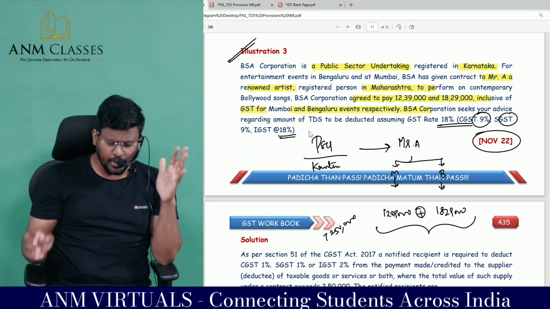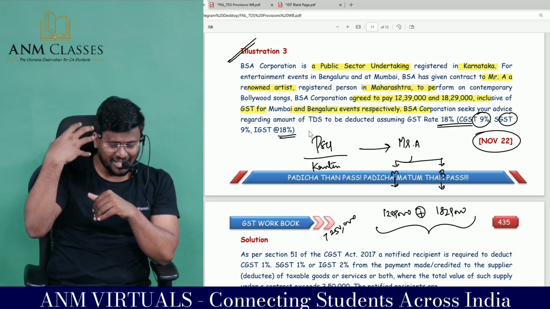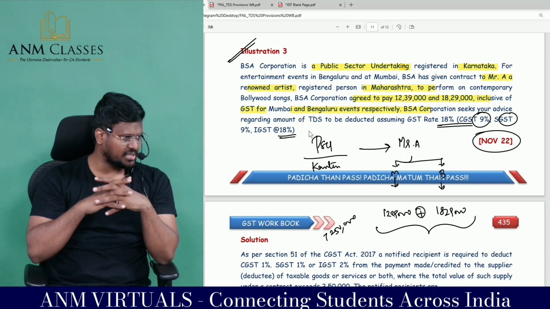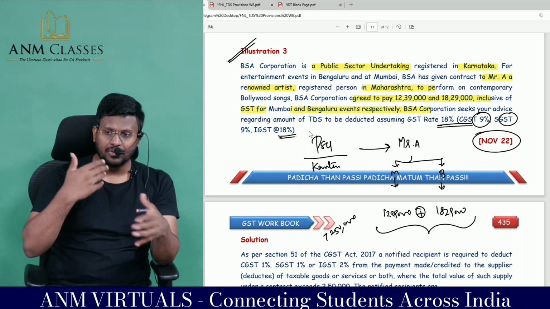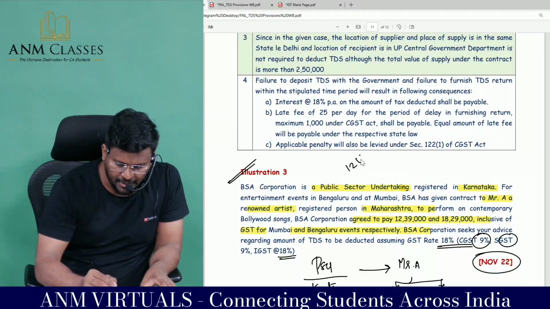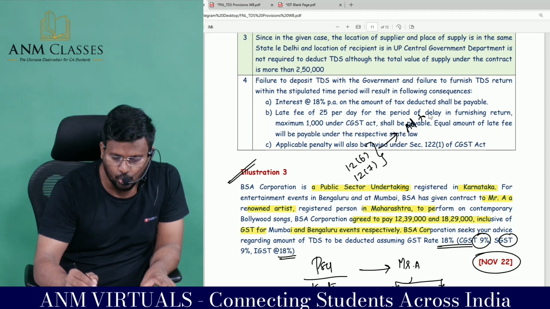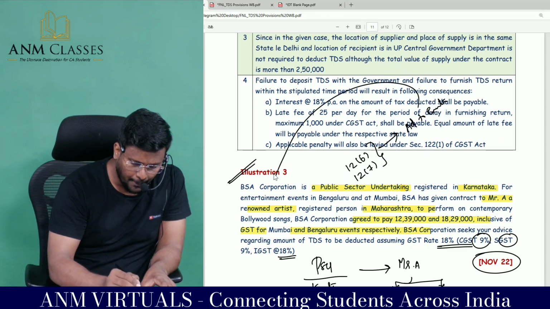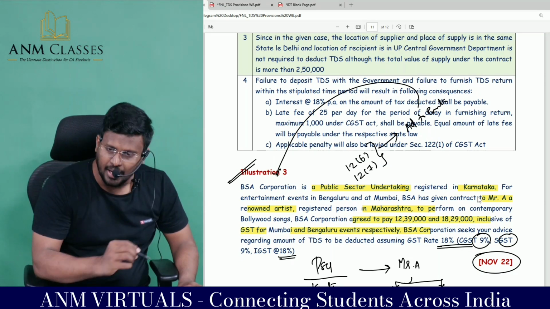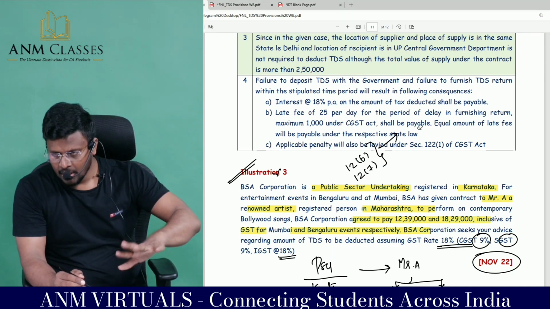So you tell me, who is going to conduct the function? The public sector undertaking is going to conduct the function. So they will be taking admission to the events. Whereas, sir, Mr. A, a renowned artist, is going to organize the function, in that they are going to provide the services. So we have two place of supply sections, 12.6 and 12.7. 12.6 is admission to events. That will be applicable to BSA Corporation because they are going to conduct the function. Whereas Mr. A is going to organize the event by way of delivering their services there.